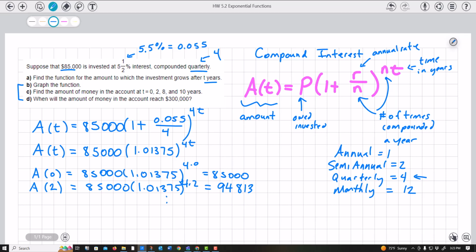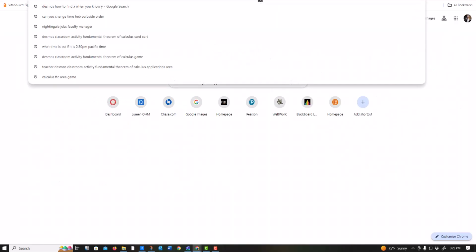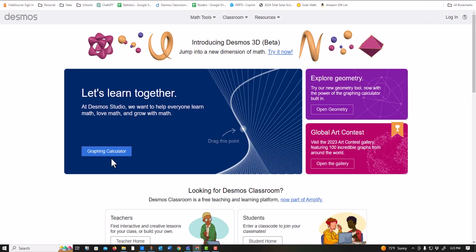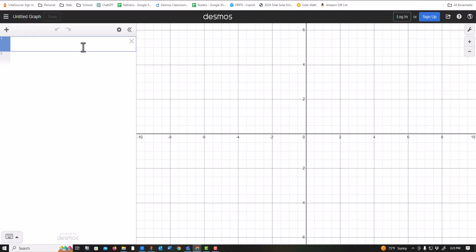Now, they ask when, which means solving for time, and you're going to learn how to do this later. But right now, all I know how to do something like this is with a graph. So what I do is I go to desmos.com, or you can do this in your calculator, and I plug in my function, which was A of t equals 85,000 times 1.01375 raised to the 4t.